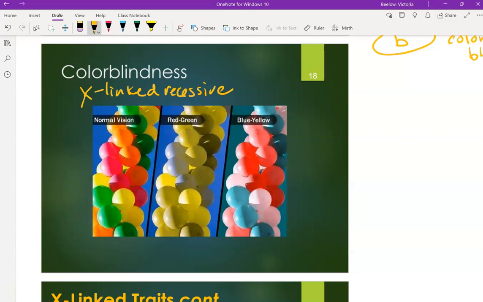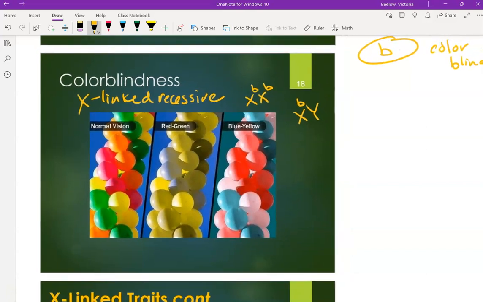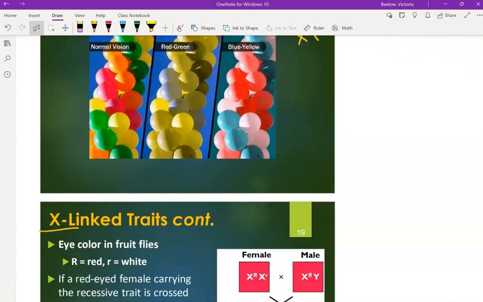So in a female, you would need both copies of the recessive, so something like this, 2 lowercase b's, in order to be colorblind. However, a male only has one X, so he would only need one copy of that trait in order to display colorblindness. This is why it's so much more common in males versus females. There are also X-linked dominant traits, and you'll come across some of that in your homework.